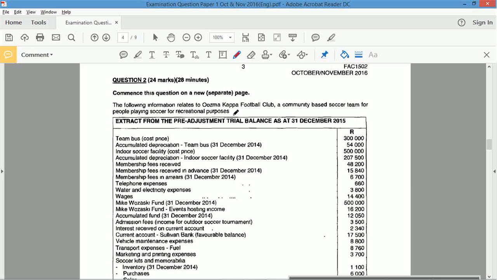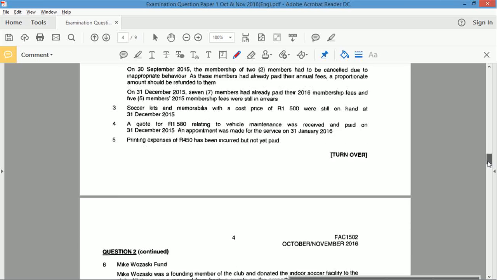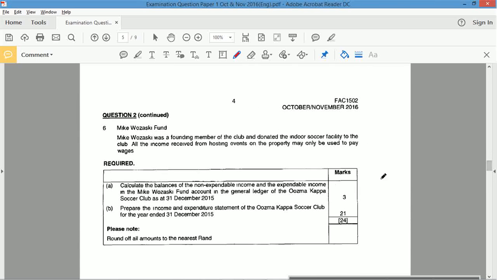Question 2, it's 24 marks, 28 minutes. This is an extract from a pre-adjustment trial balance. So already looking at this, I know I have to process adjustments. Looking at the required, I need to see what I have been asked to do. They say calculate the balances of the non-expendable income and the expendable income.